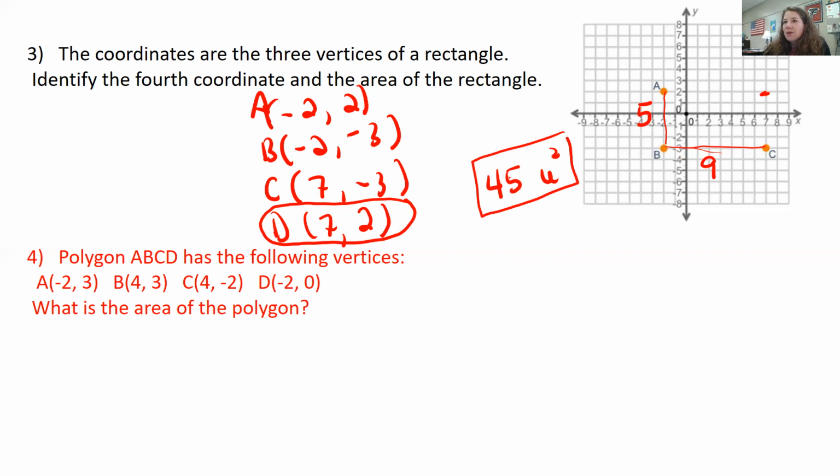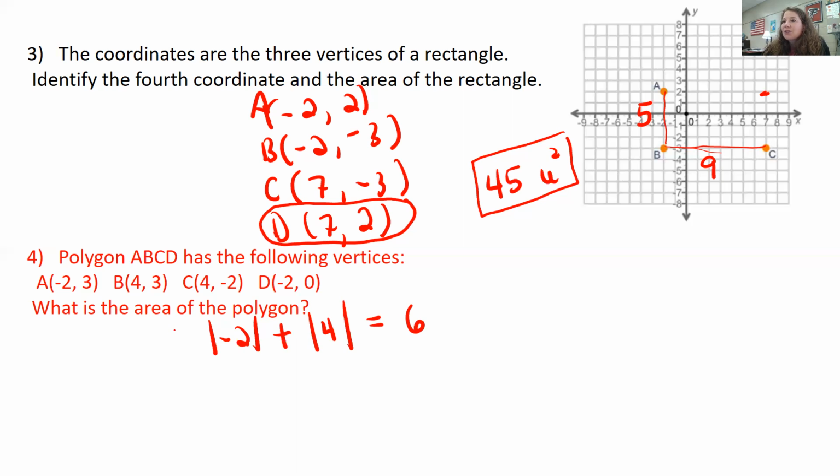All right, number 4, polygon A, B, C, and D has the following vertices. What is the area of the polygon? Well, we're going to take 2 of our x values that are different. So our 2 x values are 4 and -2. So we want to know the distance between -2 and 4. So the answer is 6.